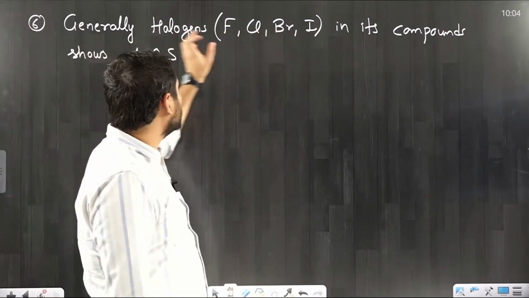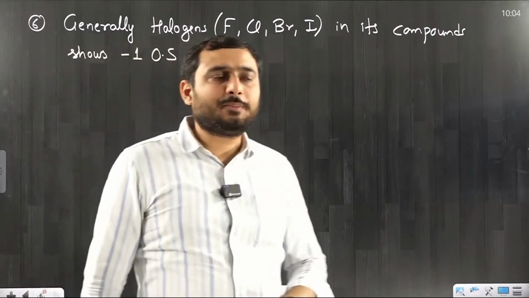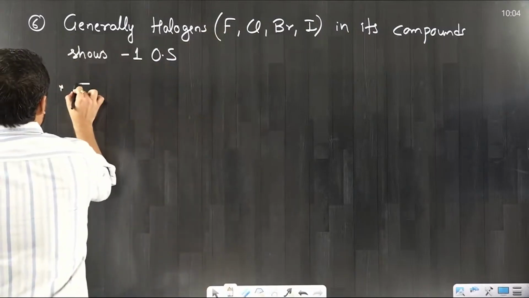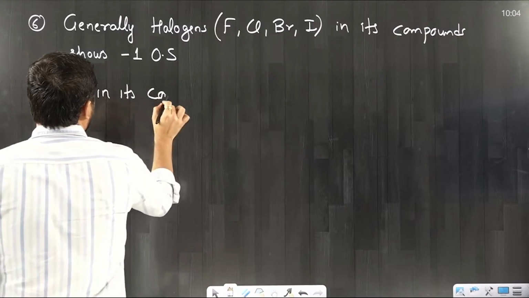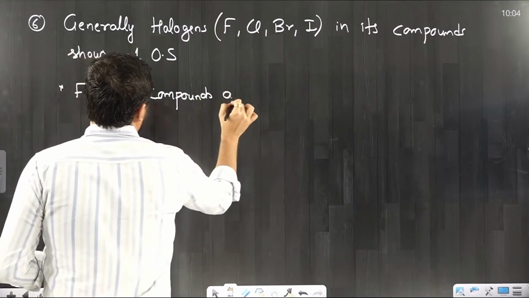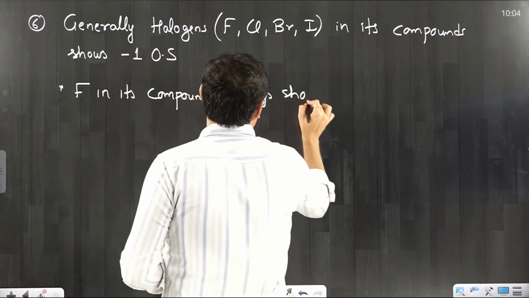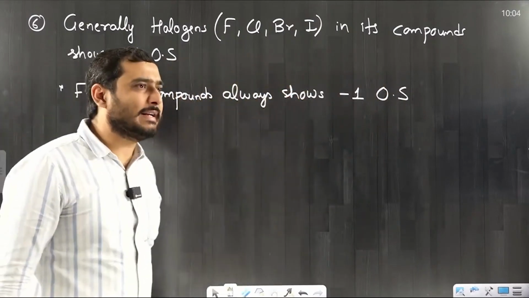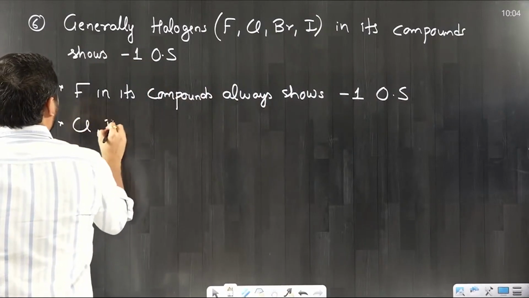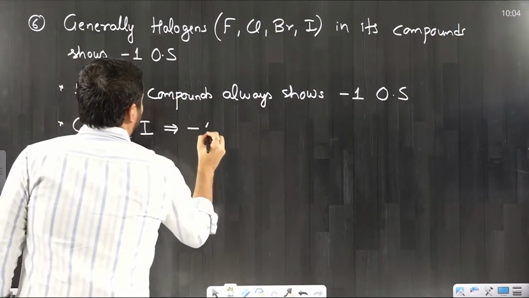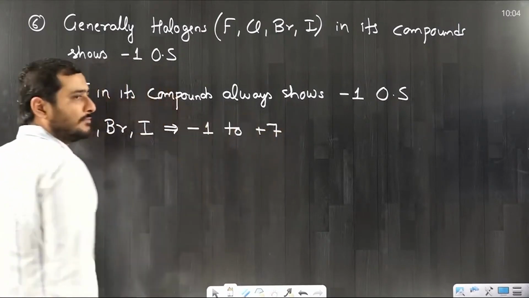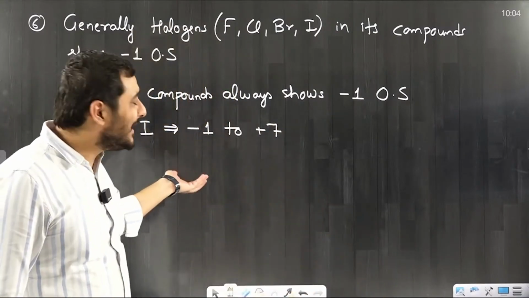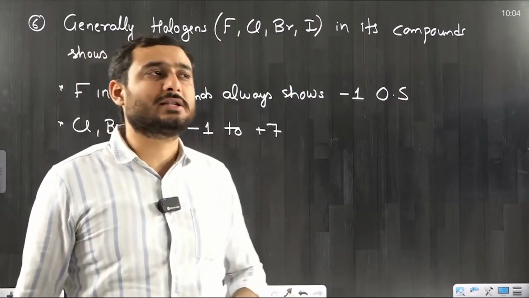Now, generally, halogens show which oxidation state? Minus 1. Now, in the complete periodic table, the most electronegative element is fluorine. So what do we write? Fluorine in its compounds always shows a minus 1 oxidation state. Fluorine cannot show any other, only what we have to write? Minus 1. But in case of chlorine, bromine and iodine, they can show a range: minus 1, up to plus 7. So they can show a range. If it is more electronegative, then minus 1. If they are less electronegative, then they can show a positive oxidation state also.